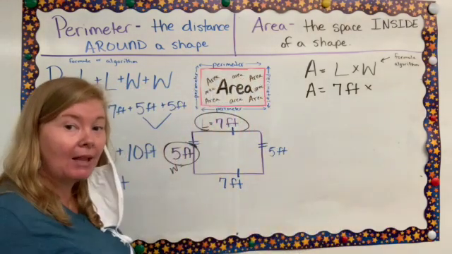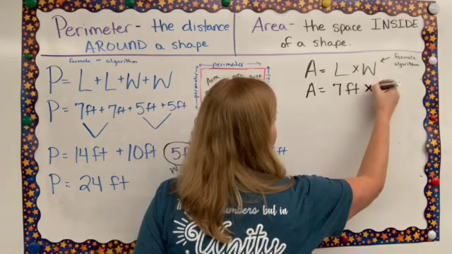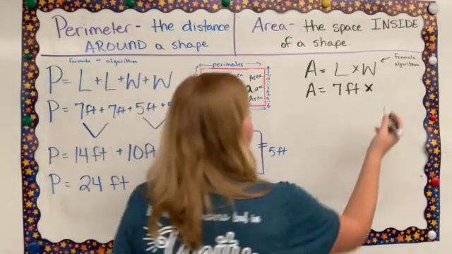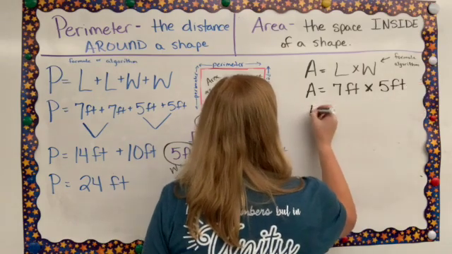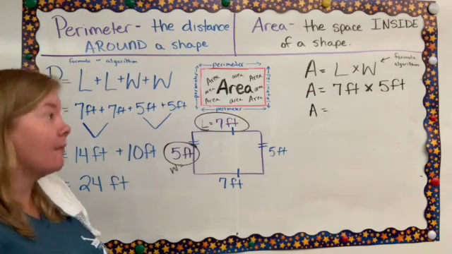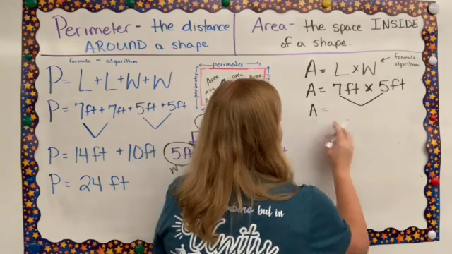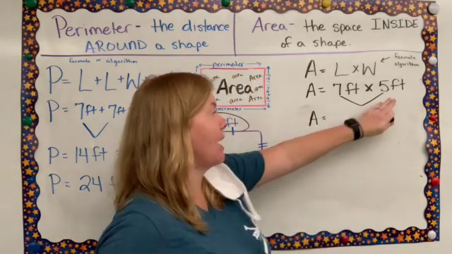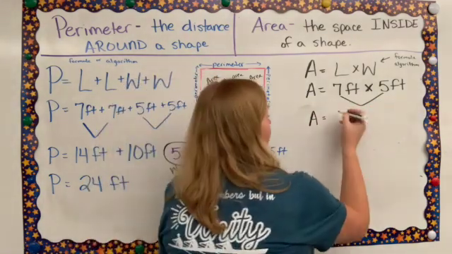I am multiplying. Make sure you do not make the mistake of adding here. You are multiplying. 7 foot times, love it, 5 foot or 5 feet. What do I do? I multiply, absolutely. 7 times 5. What is 7 times 5? If you do not know, you can skip count by 5s or you can skip count by 7s. It's up to you. Perfect.